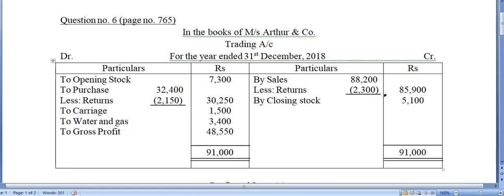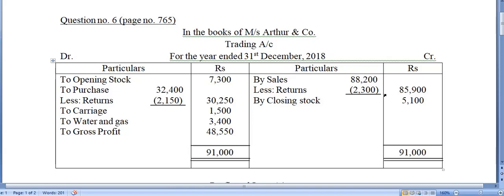Okay, children, now we can start with the final accounts with adjustments. This is your first question, question number 6. I have decided to start from question number 6. You can practice questions 1, 2, 3, 4, 5. You have to practice from question number 1 to 23.